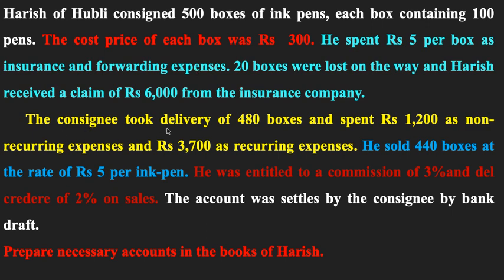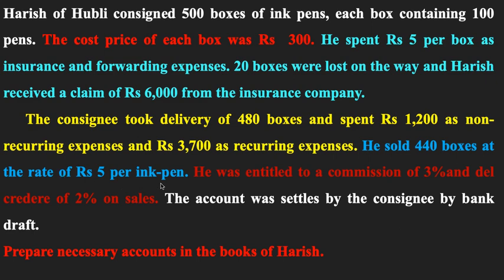Now the consignee took delivery of 480 boxes and spent 1,200 rupees as non-recurring expenses and 3,700 rupees as recurring expenses. So the consignee is taking delivery of 480 boxes only because 20 boxes were lost. Fine. And then he is spending 1,200 rupees as non-recurring expenses and 3,700 as recurring expenses. Now he has taken delivery of 480 boxes, but what is he doing? He sold 440 boxes at the rate of 5 per ink pen.